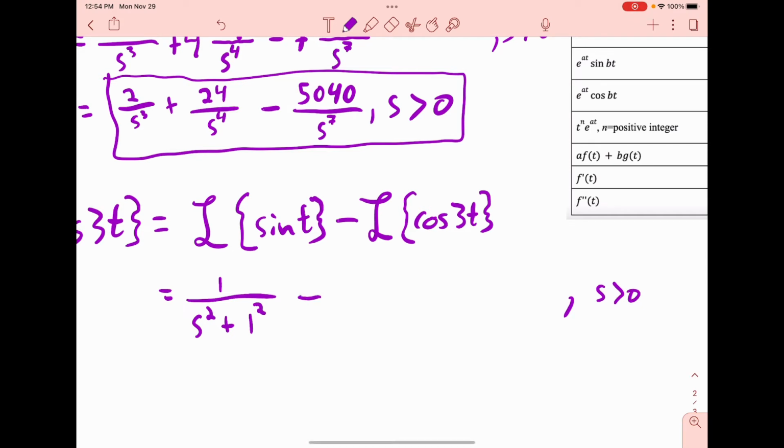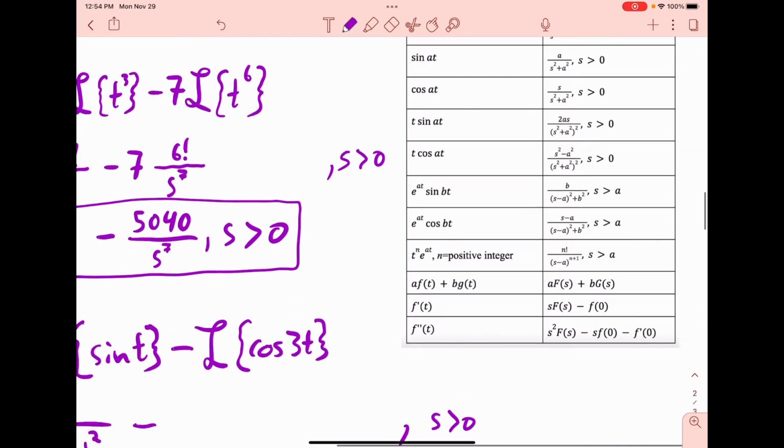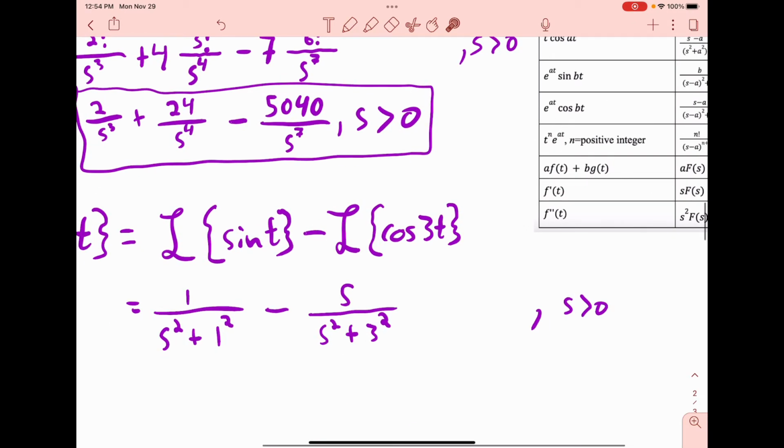Okay, we now have minus the Laplace transform of cosine of 3t. So let's take a look at that one. Here, cosine of a number a times t. In this case, that number a is 3. So we have on the top the variable s. On the bottom, we have s squared plus a squared. And s is once again bigger than 0. So this will look like on the top here we have s. And on the bottom we have s squared plus 3 squared. And s is still bigger than 0, so I don't need to recopy that requirement.